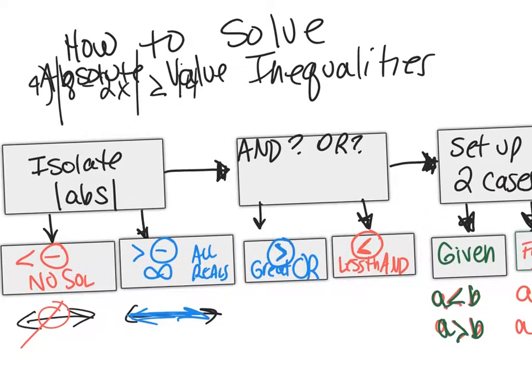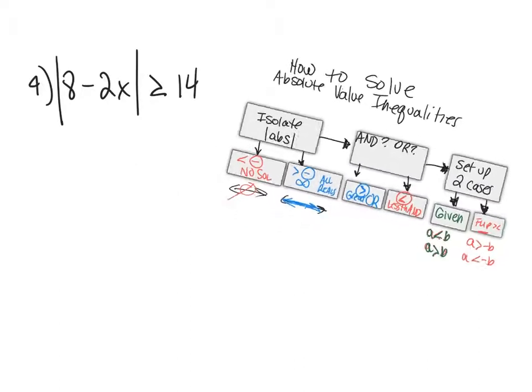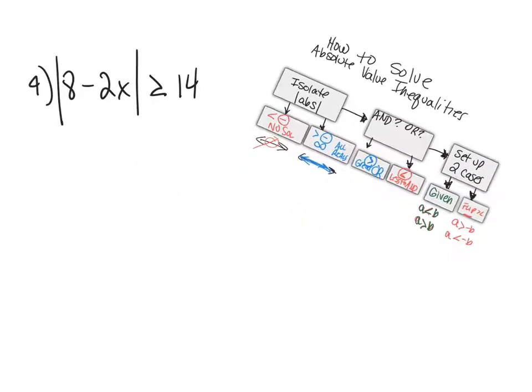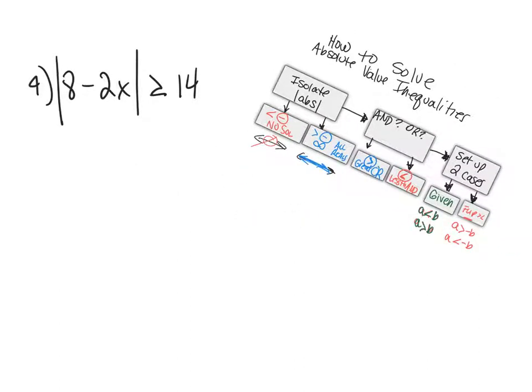Number 4, 8 minus 2x within the absolute value is greater than or equal to 14. All right, so looking again, isolate it. It's already by itself. Is it greater than or less than a negative? No. Go straight to, is it an and or an or? Greater. That means this is an or. And then set up your two cases.